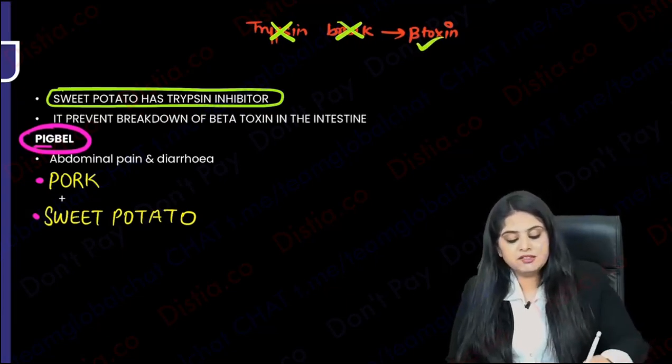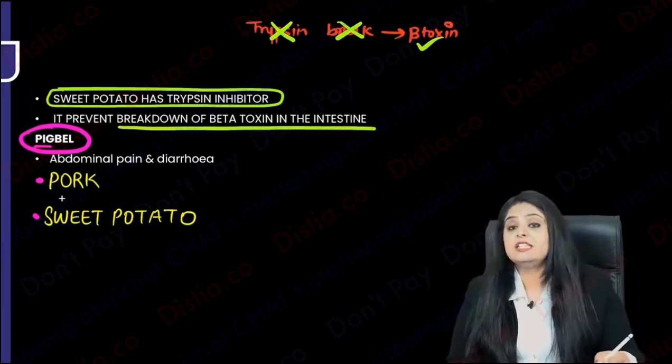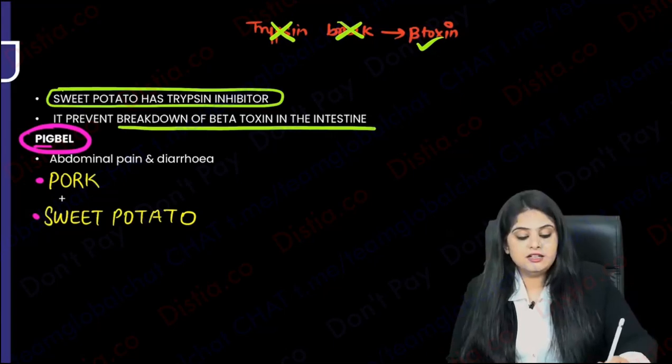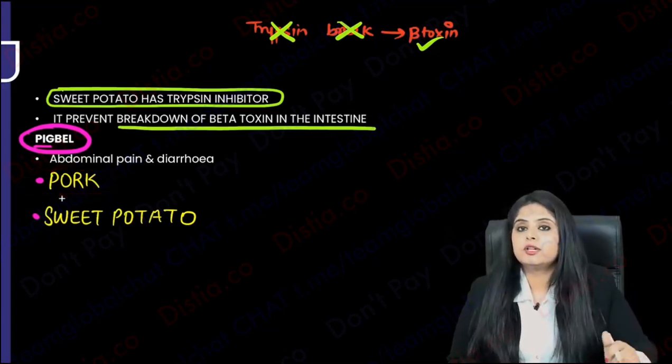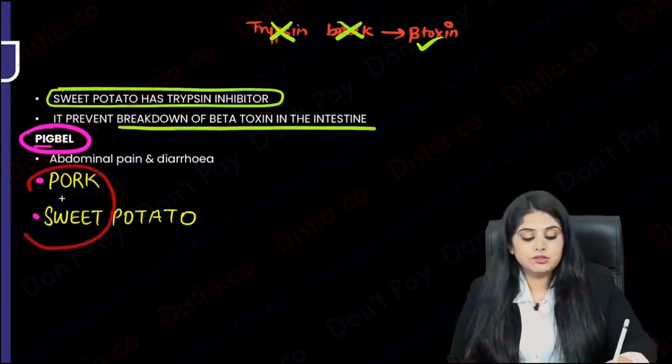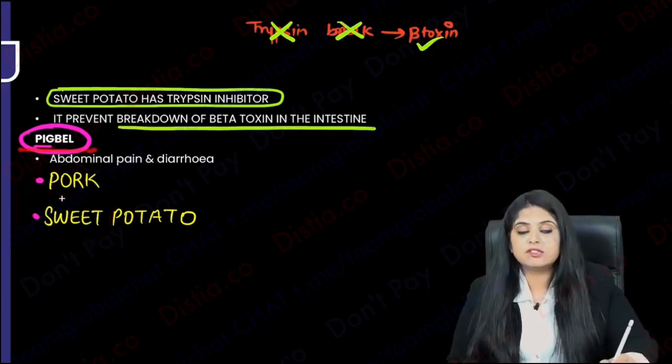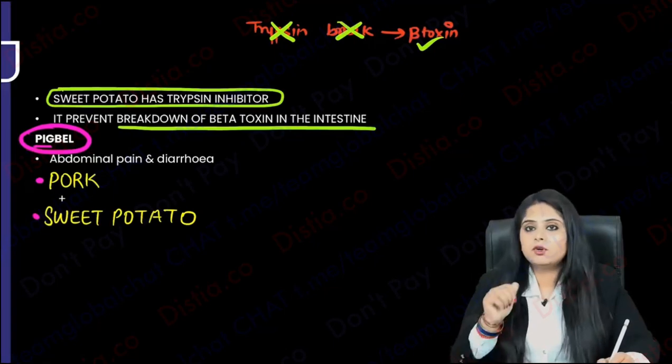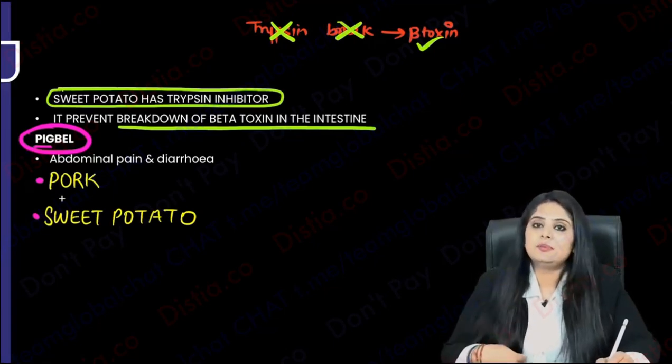So this prevents the breakdown of beta toxin in the intestine. Please note, if only pork would have been consumed, it wouldn't have caused much of a problem. Pork along with sweet potato ka combination, which you call pig bell. So pig, of course, pork and potato. That is pig bell, right?